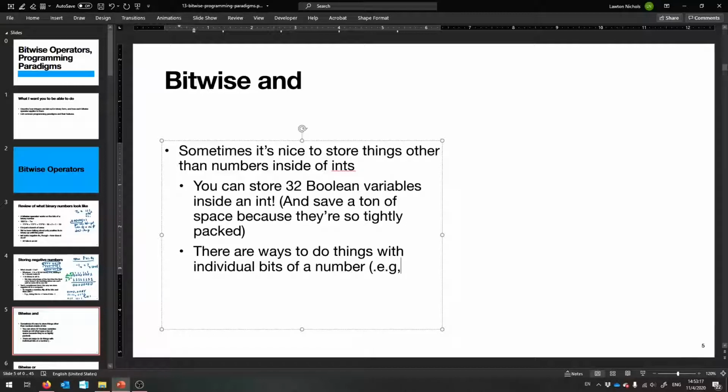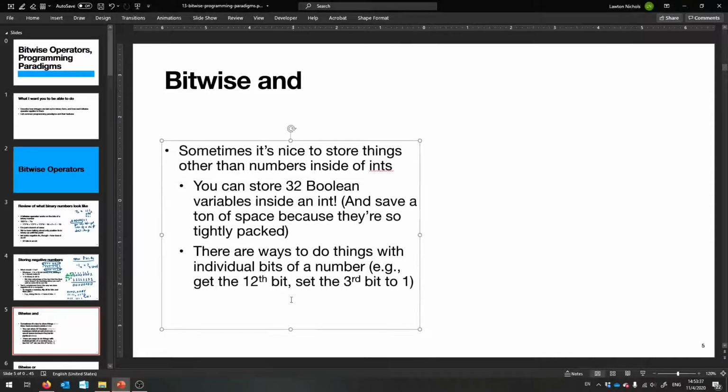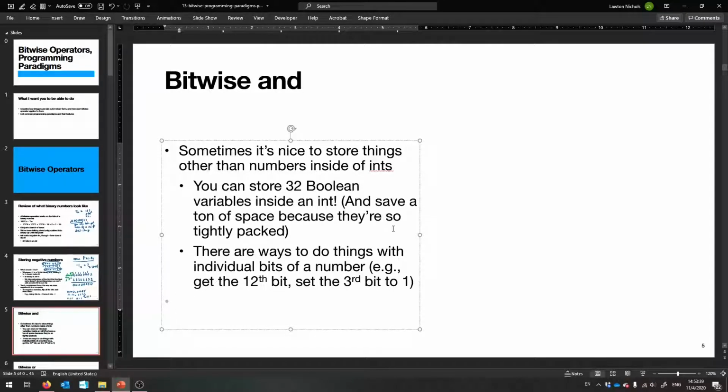For example, get the 12th bit, set the 3rd bit to a 1, etc. Flip them. So one of these ways that you can access individual bits and do stuff to them is with what's known as the bitwise AND operation. It lets you perform the Boolean AND operation on each bit of a number.